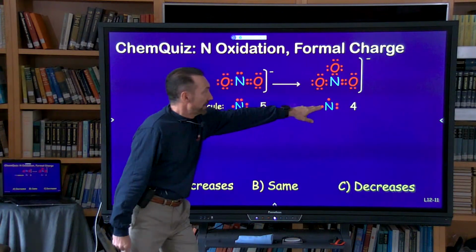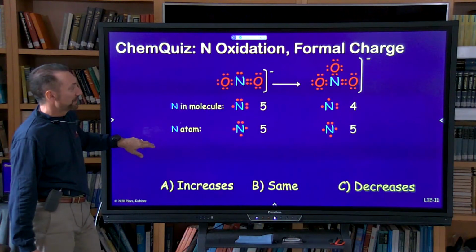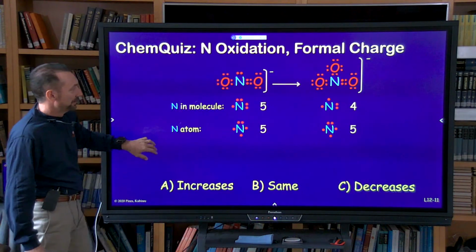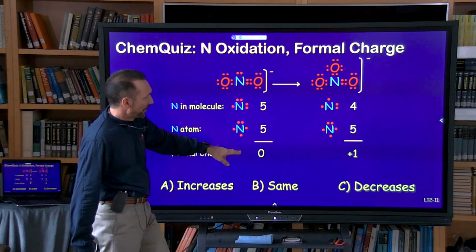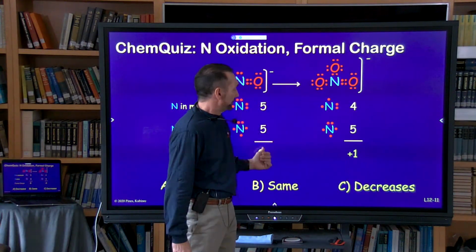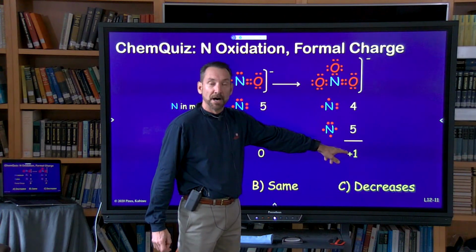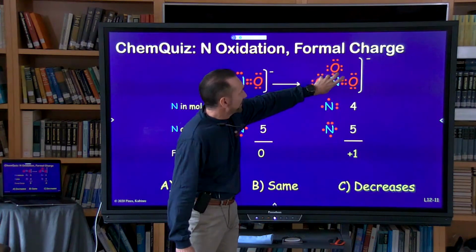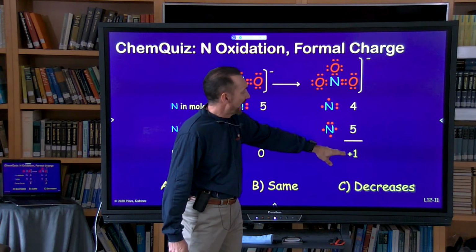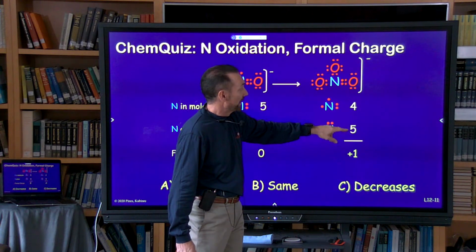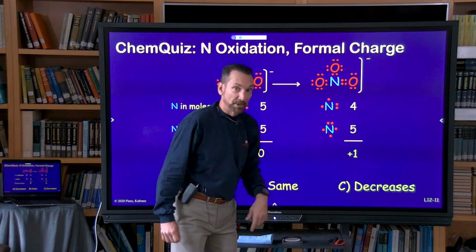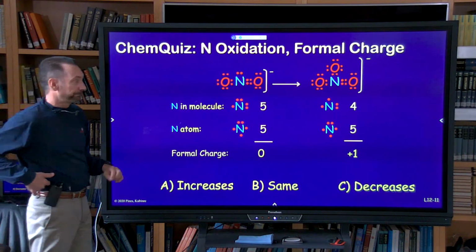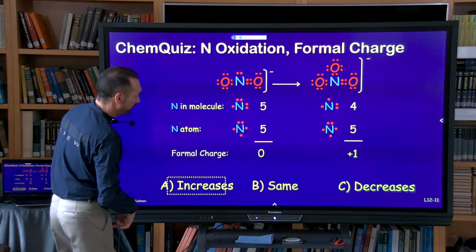So nitrogen has a different number of electrons in each one. Nitrogen as an atom is always the same, it has 5 valence electrons. So the formal charge changed from 0 to +1 on the nitrogen. It has 4 when I did that sharing, and 5 when it's an atom, so it looks different between an atom and the molecule, and it has 1 fewer electron, so a positive formal charge there. So it increases.